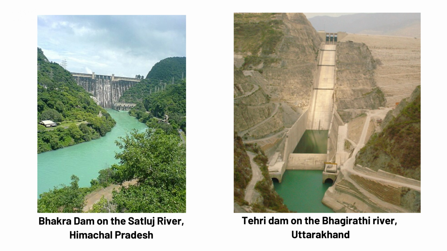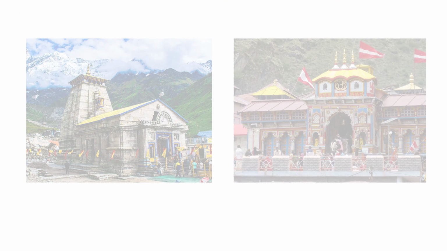and on the right hand side you can see Tehri Dam on the Bhagirathi river. It is one of the tallest dams of India. Satluj is an important tributary of the Indus river, and the Indus also comes from the Himalayas. Now let's take a look at this beautiful pilgrim site.